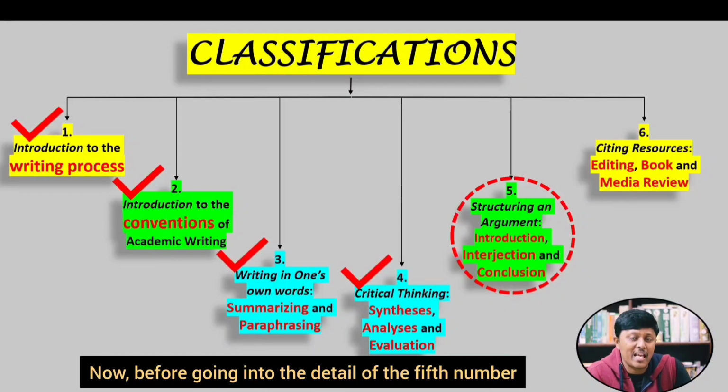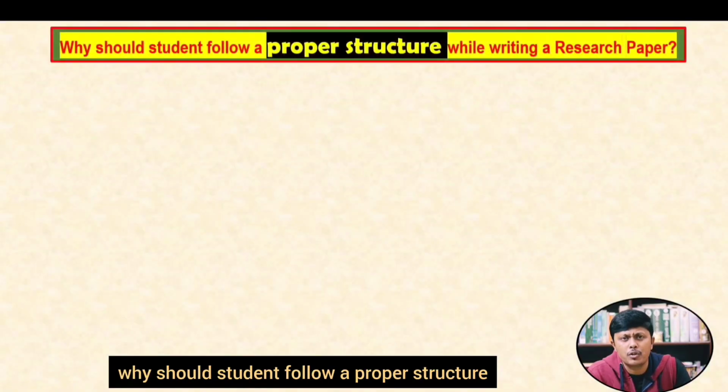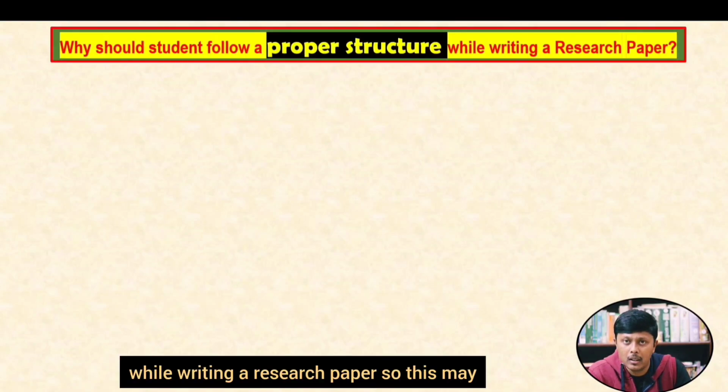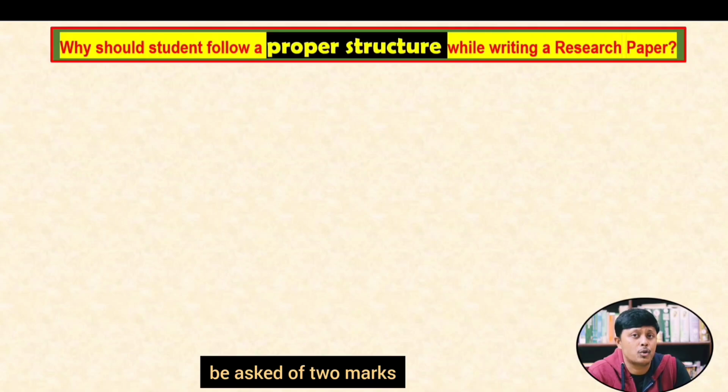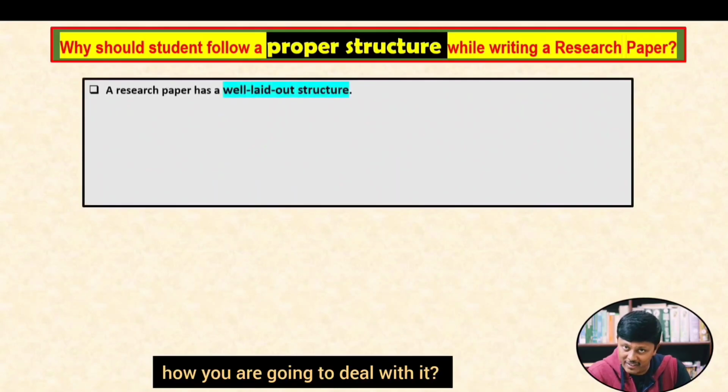Now, before going into the detail of the fifth number, structuring an argument, we have to understand why a student should follow a proper structure while writing a research paper. So this may be asked as a 2-mark or 5-mark question, and you have to answer it very carefully. How are you going to deal with it?